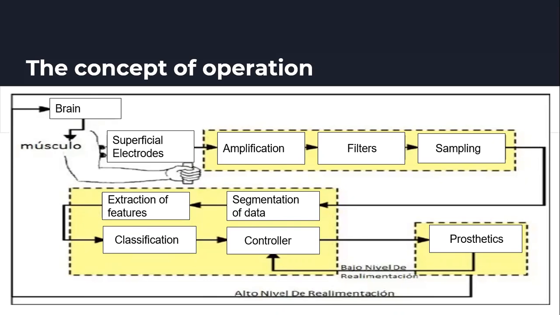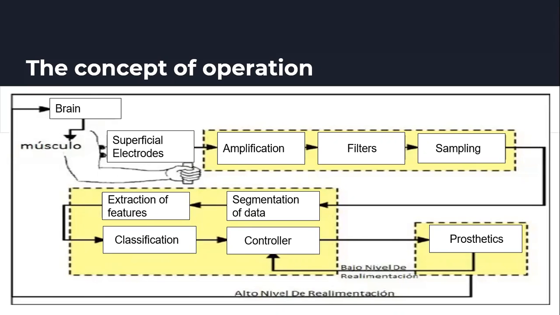It starts with the brain and goes to superficial electrodes, and these surface electrodes detect the electrical impulse coming from the central nervous system. The amplification's main purpose is to increase the level of the signal obtained with the electrodes and reject noise signals. The analog filters are built to obtain the best possible results. They allow obtaining a clean signal and discard unwanted frequencies.